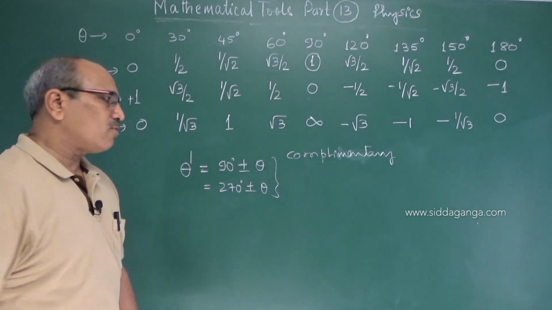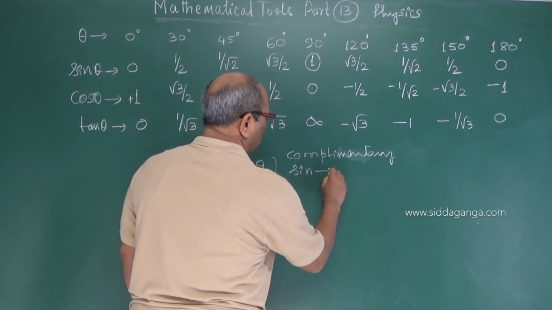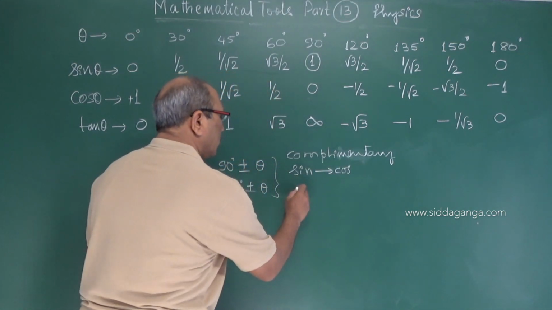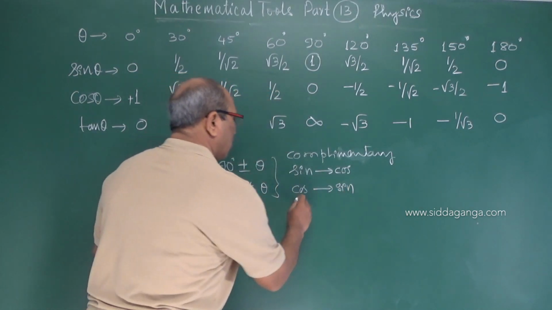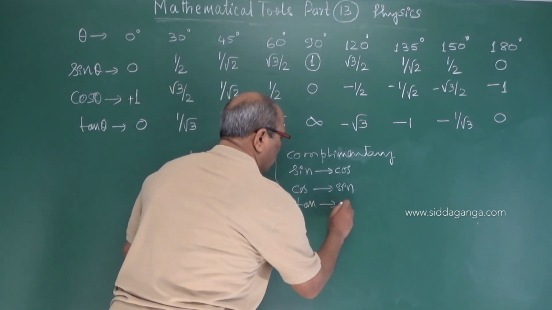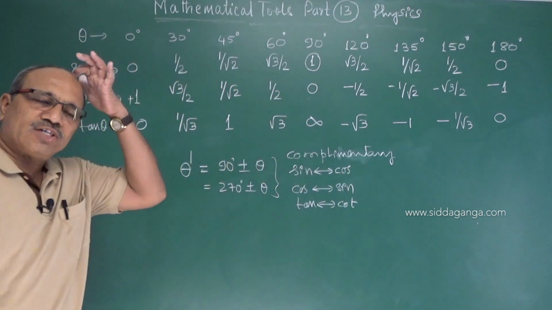Complementary means one is tapping the other. If it is a sine, it goes to cos. If it is cos, it goes to sine. Or if it is a tan, it goes to cot. The reverse is also true. That is what complementary tells.